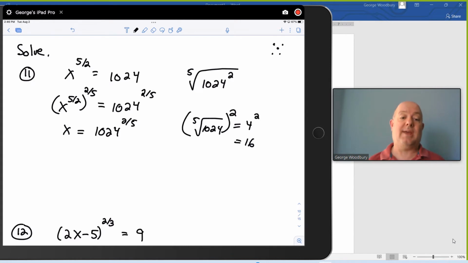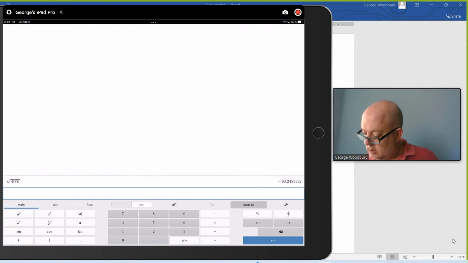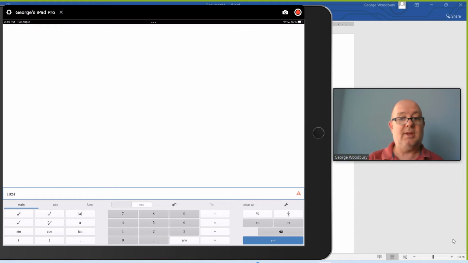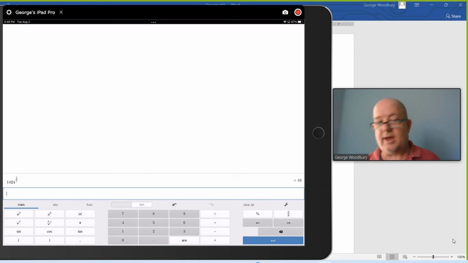Now, one thing that we can try is on your calculator, you may be able to raise it to the 2/5 power. Let's take a look at how that goes on the scientific calculator. (1024), I press the exponent key, it's the one with the a to the b over it, and then I'm going to type 2 divided by 5, and there's my 16. Also, let's hit enter on that.